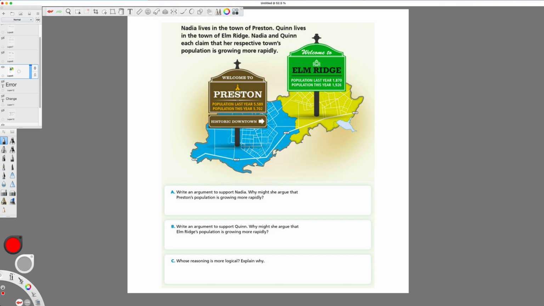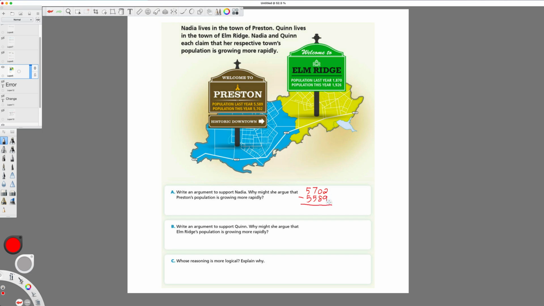Now, how much did they go up? Well, that's what we can do here. We can do a little calculation. So I am going to do a calculation here for Nadia's. Nadia lives in the town of Preston. So for Preston, I'm going to figure out how much did this change. So that's just a subtraction problem. I'm just going to take 5,702 and subtract the previous year's population.